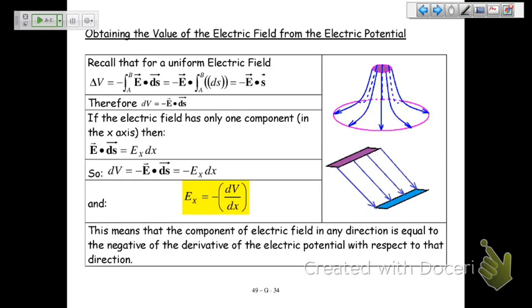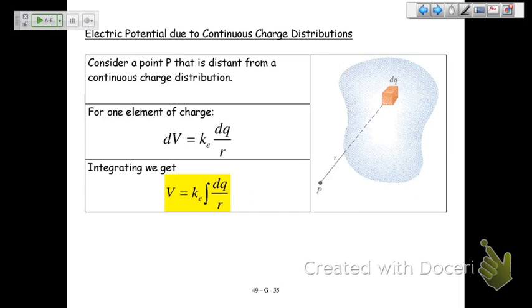We know this. We did this before. Electric field equals my change in potential over my change in position. So that's already taken care of. We don't need to derive that. Potential.